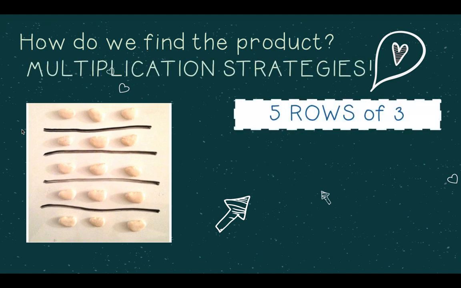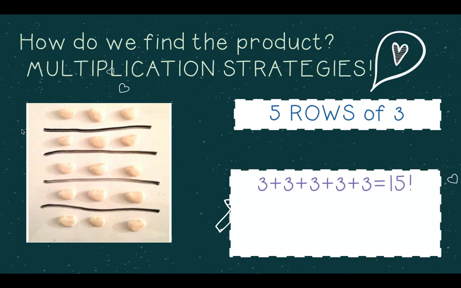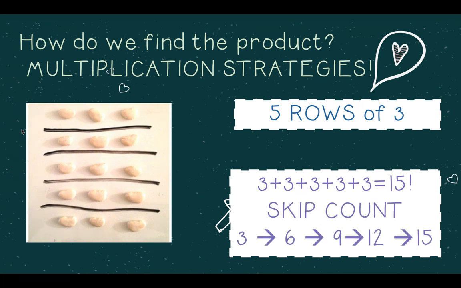So to remind you, we have 5 rows of 3. So we could use repeated addition. 3 plus 3 plus 3 plus 3 plus 3, which equals 15. And we could skip count. 3, 6, 9, 12, 15.